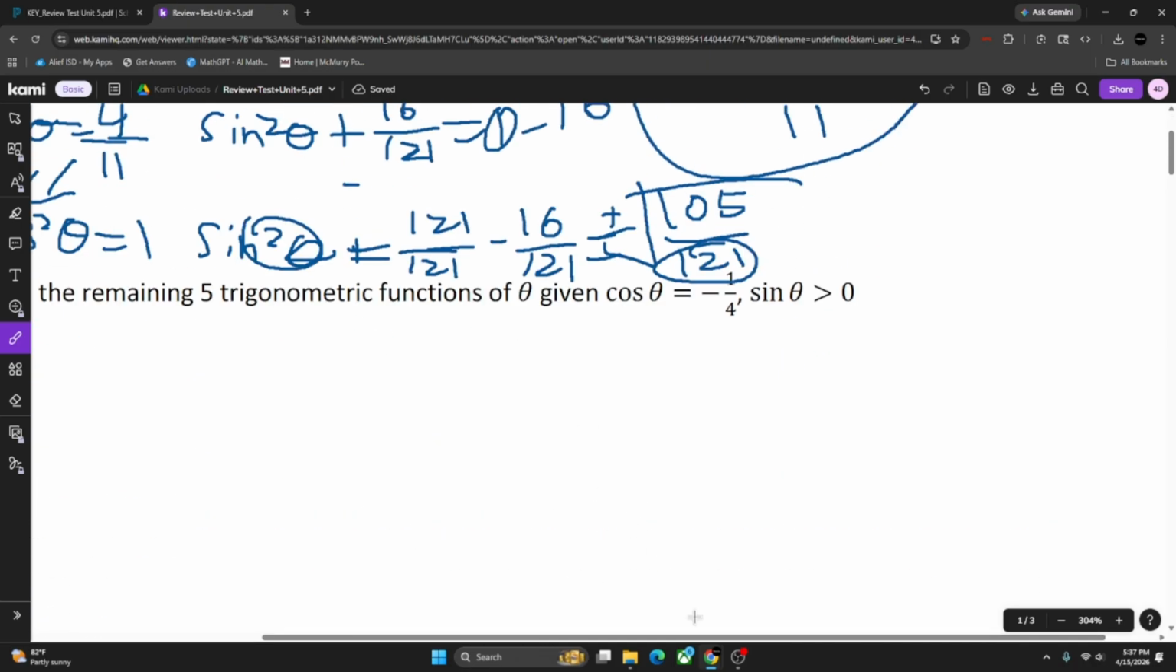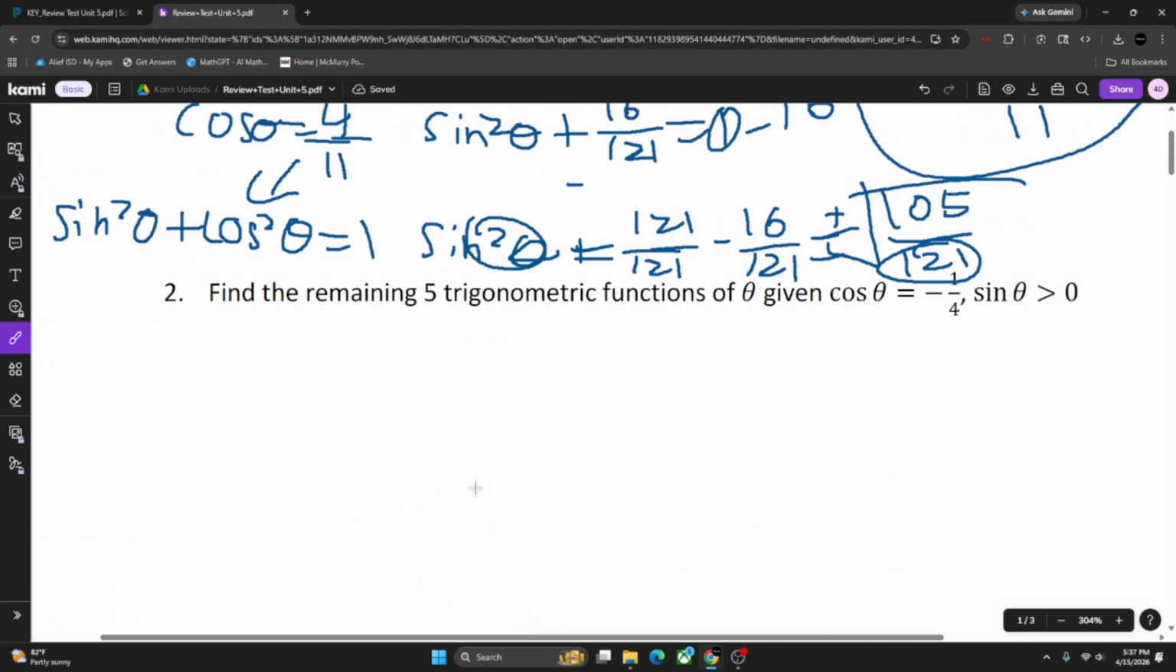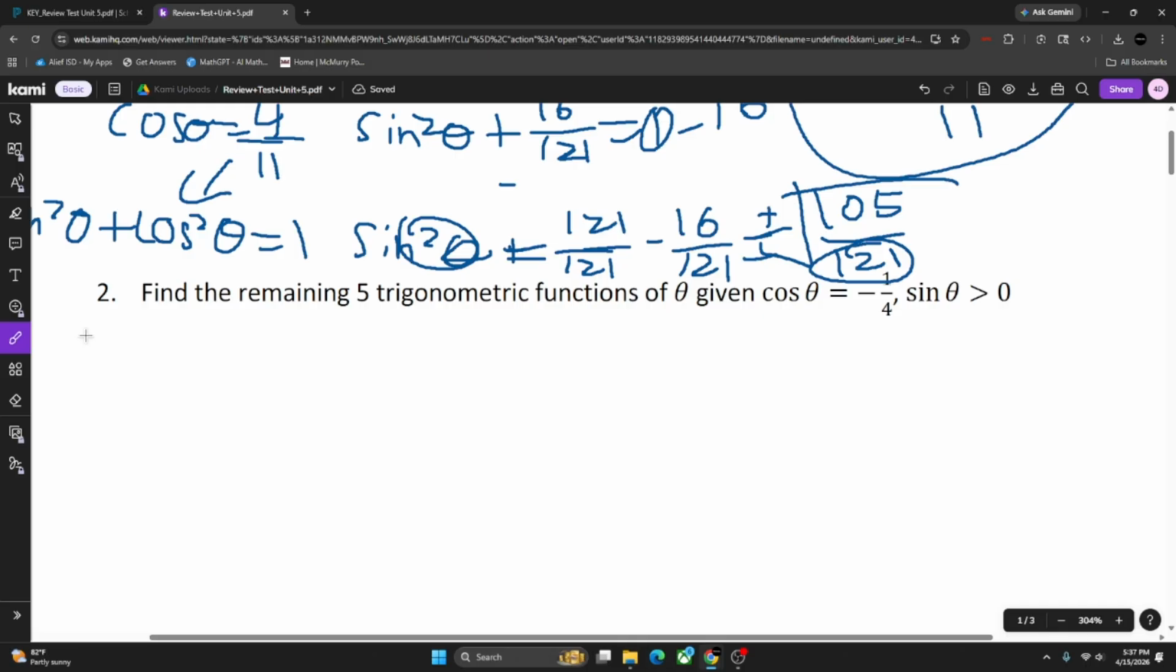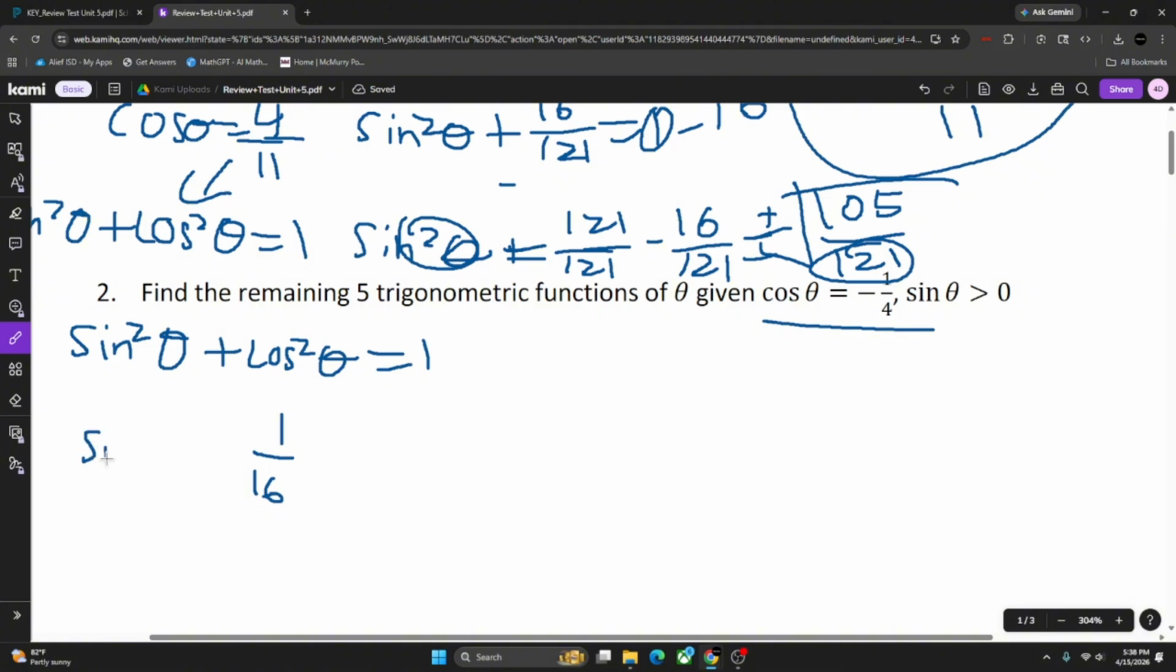Okay, next question. Let's try this fast. I don't want this to be very long. This one is also pretty easy. You start off with the Pythagorean identities, so write it down. Sine squared theta plus cosine squared equals 1, because it gives us cosine, so that's good. If you square 1/4, it gives you 1/16, because 4 times 4 equals 16. And it gets rid of the negative, so that's good.